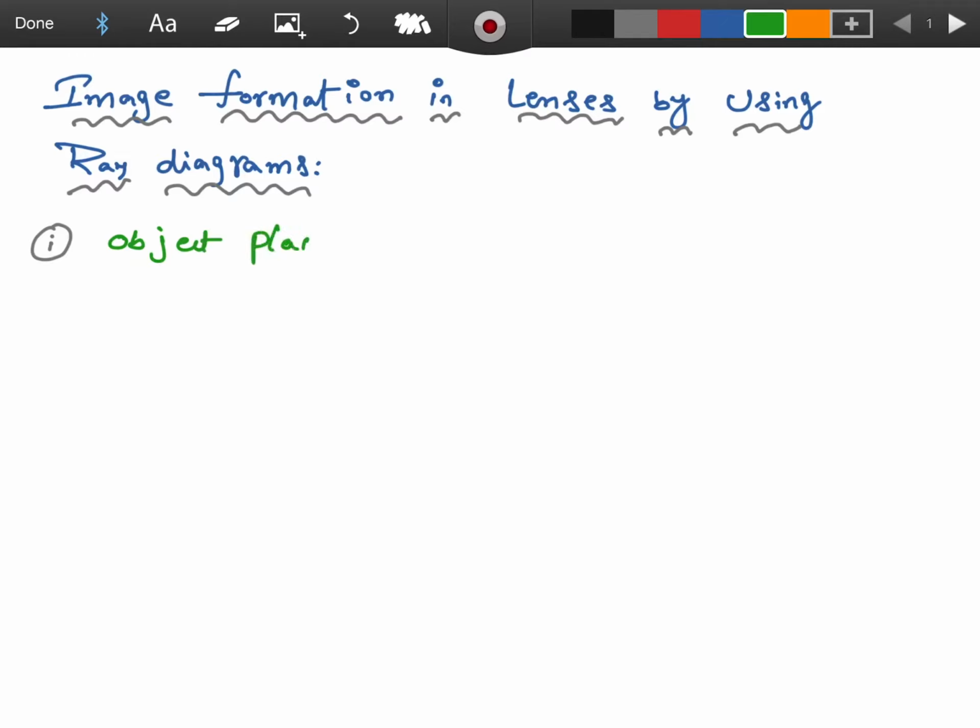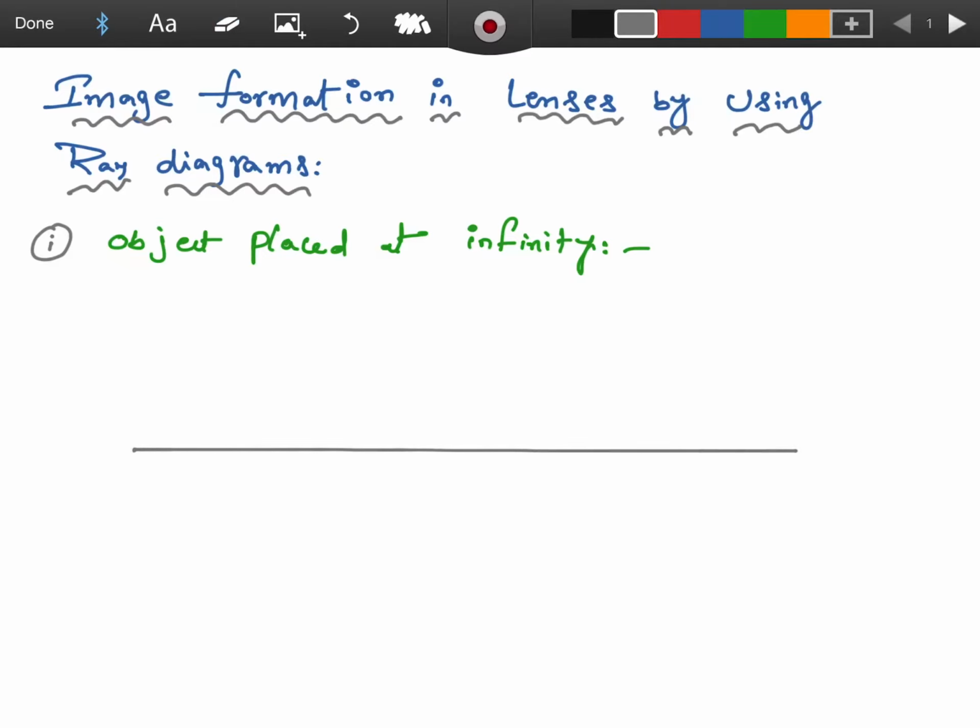The first one, object placed at infinity. This is the first position of the object. For this, I am going to draw the principal axis. I'll choose one optic center. Object at infinity means light rays will come parallel to the principal axis. Light rays come like this. This is the first ray. This is the second ray.